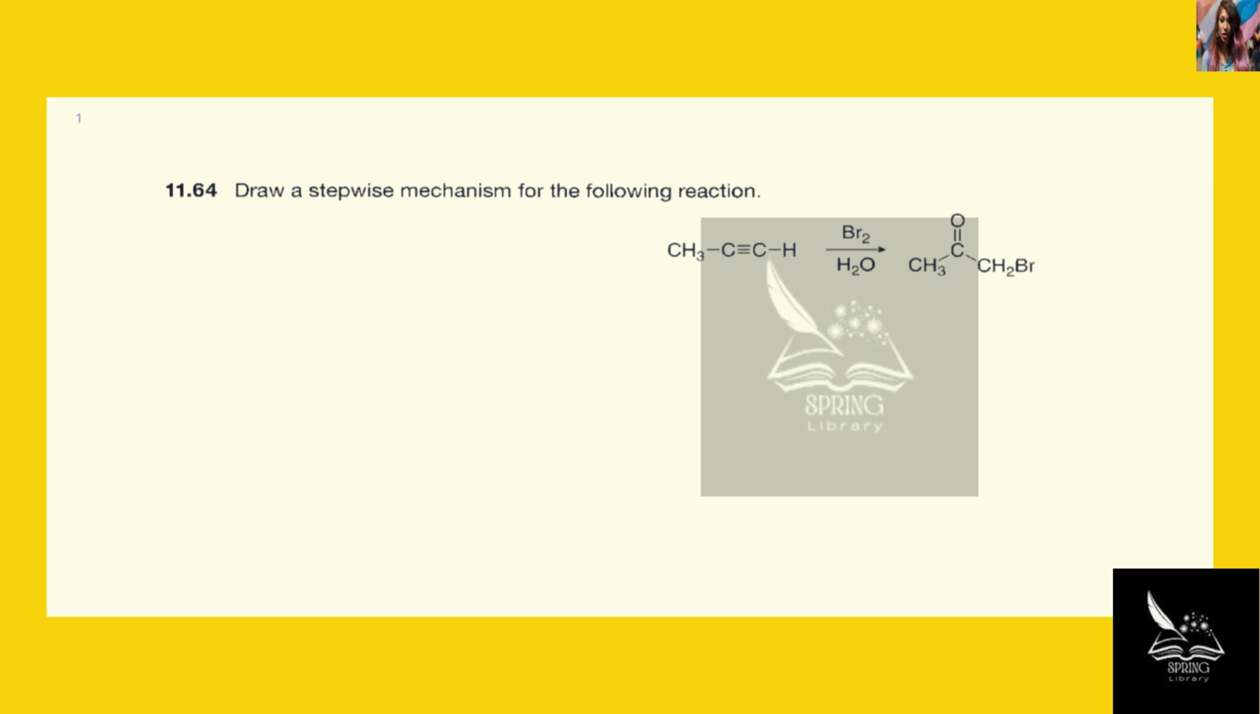So this is one of the more challenging problems of the textbook. And this asks us to draw the stepwise mechanism for the following reaction. So we have some sort of alkyne here, and we're reacting it with diatomic bromine and water to get this oxidation product here. So let's go through the mechanism of how this happened.